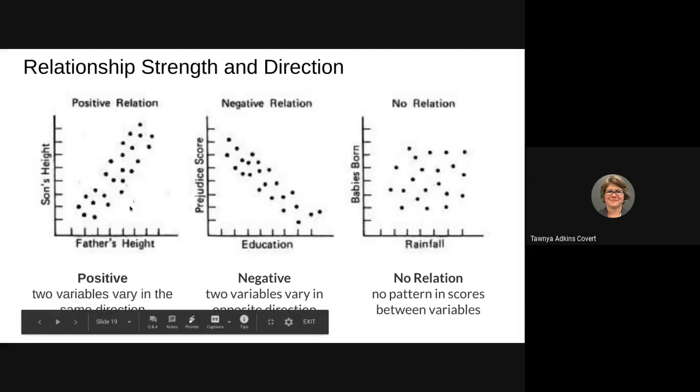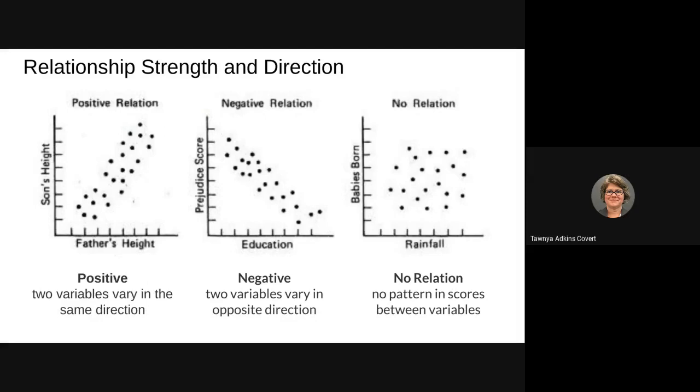So a positive relationship is when two variables vary in the same direction. When cases with lower values on one variable tend to have lower values on the second variable, and cases with higher values on one variable tend to have higher values on the second variable. In the same way, a negative relationship is what happens when these variables vary in opposite directions.